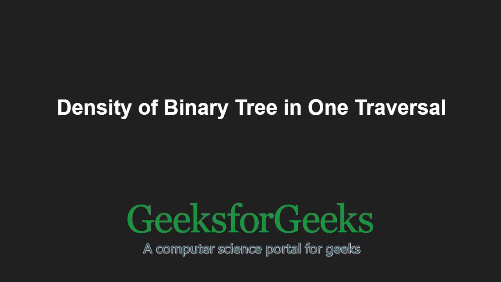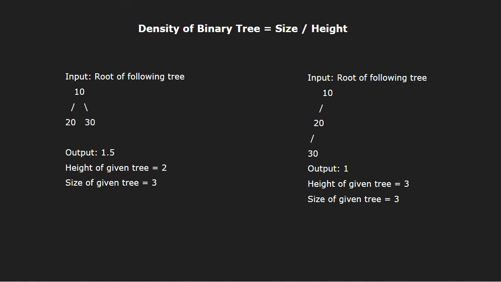In this video, we are going to understand the program which helps us in finding the density of a binary tree in one traversal. First, let us take an example. In the first example, the height is 2 and size is 3. So, density will be equal to 3 by 2, which is 1.5. In the second example, the height is 3 and the size is also 3. So, the density will be equal to 1.